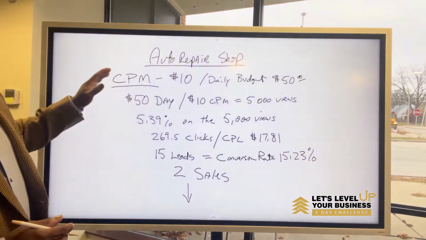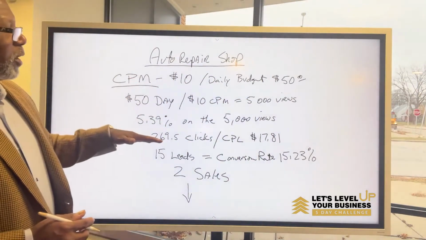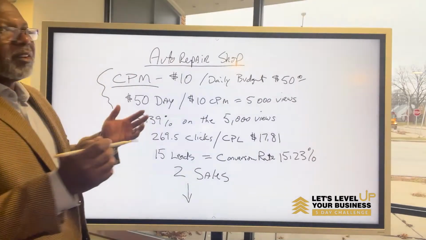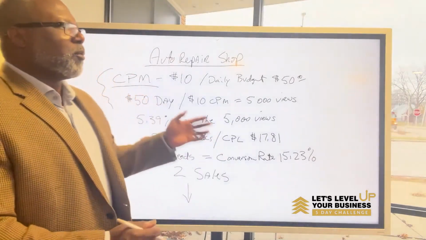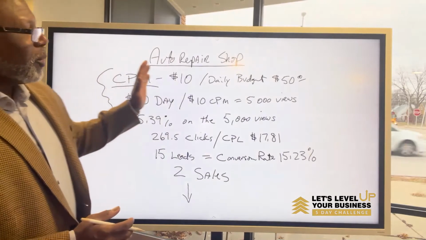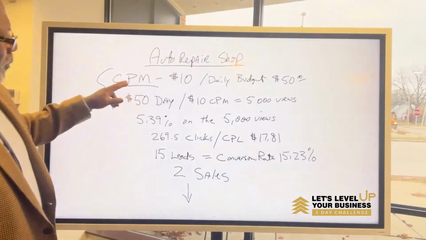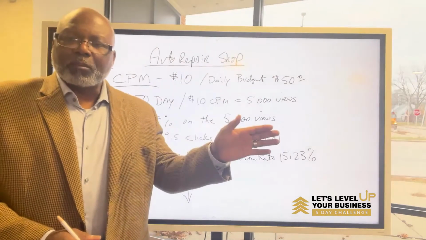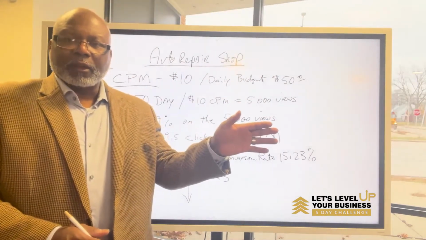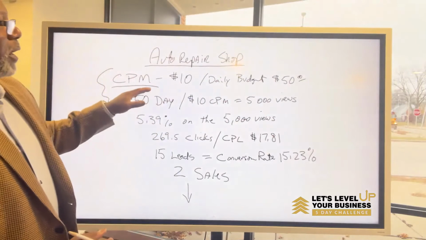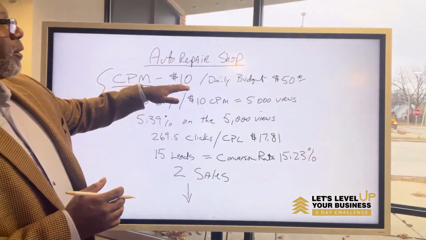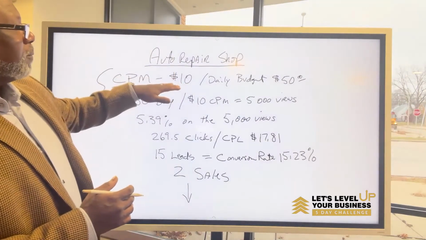But I'm going to show you what they had from their example. I did have to put this in there because they didn't have it. So I want to show you how this whole thing would work. CPM is the cost per 1,000 people to see your ad. That's what a CPM is. And I'm just going to say that you have a $10 CPM.